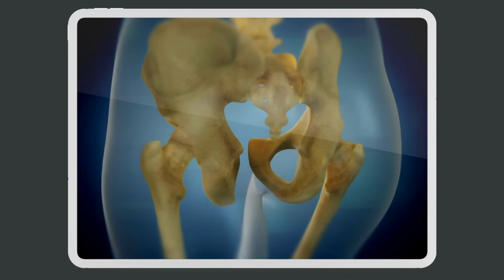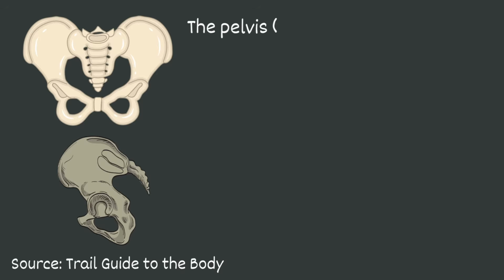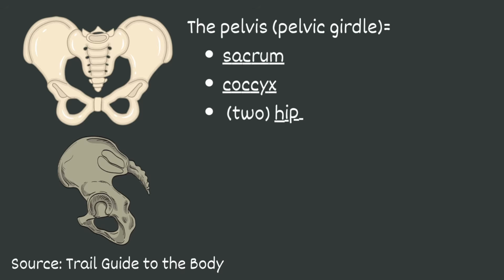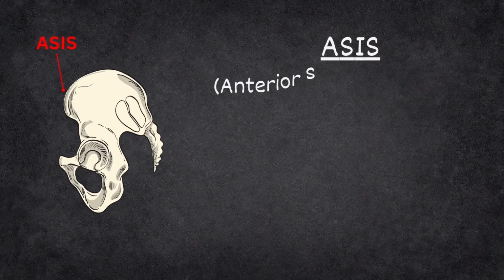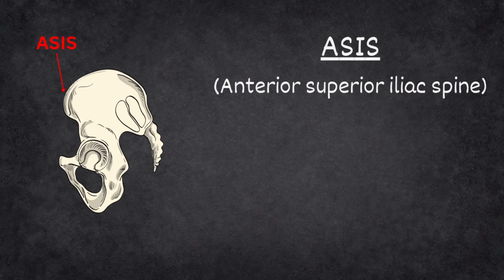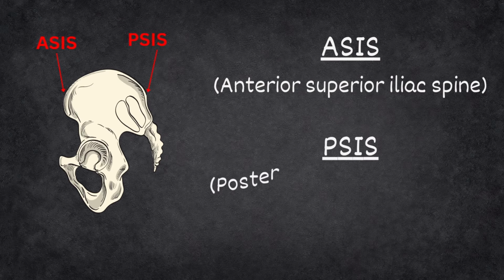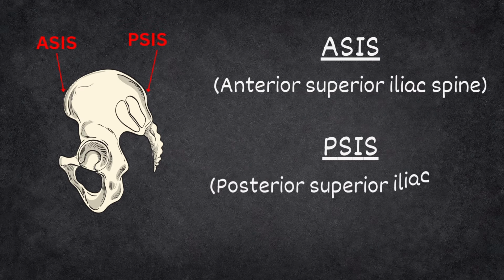For reference, your pelvis consists of the sacrum, coccyx, and the hip bones. And the hip bones are technically three bones fused together: the ilium, the ischium, and the pubis. Now, on your hip bones, we need to find the ASIS, the anterior superior iliac spine, and the PSIS, the posterior superior iliac spine.